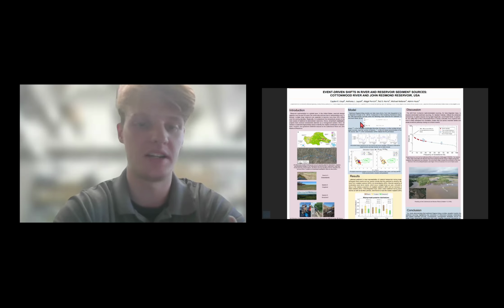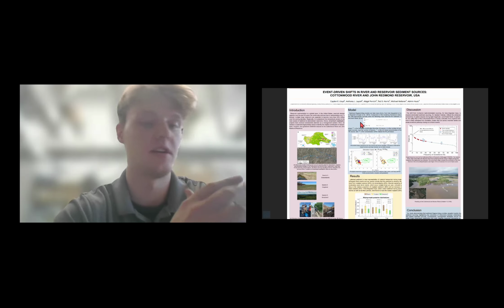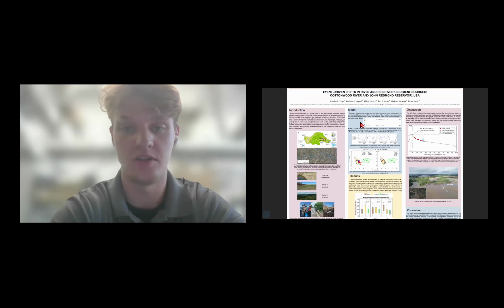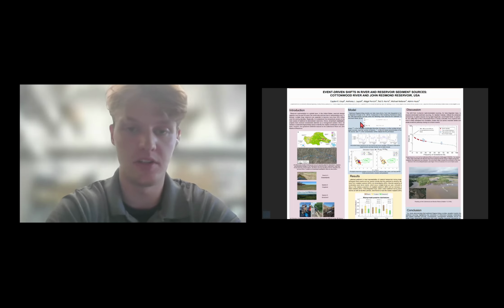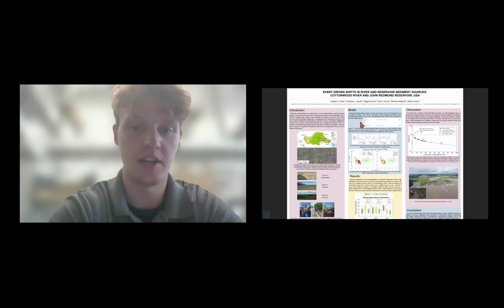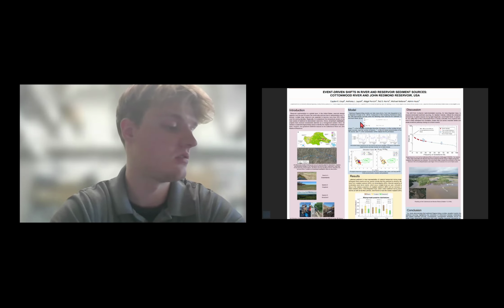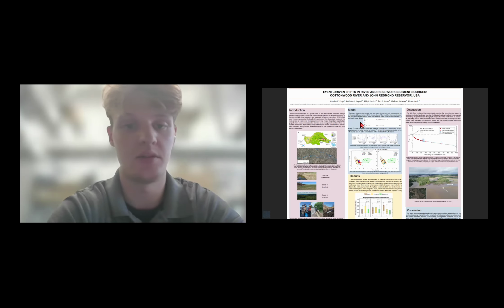So we look at 29 different tracers. We have to make sure they are both informative and conservative to use them. So the only four tracers that passed both of these rules were sediment nitrogen, our isotope ratio for nitrogen 15, barium, and plutonium.